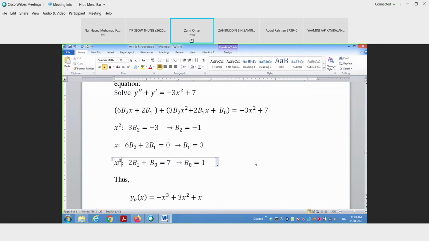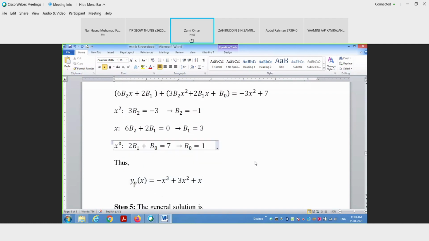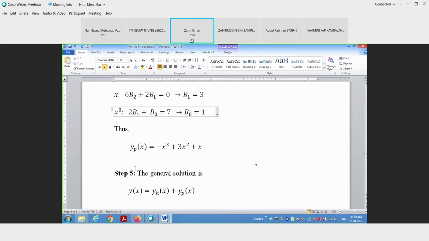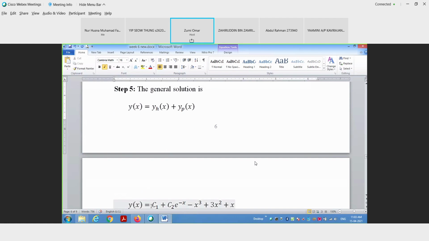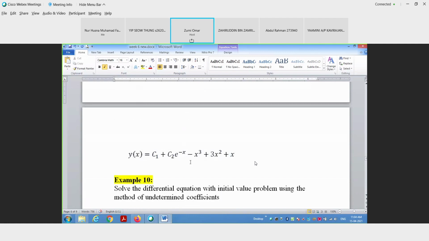X0 is a constant. You compare, and this is our yp. yp is equal to minus x cubed plus 3x squared plus x. So y will be, now x will be what? Yh plus yp. So yh is equal to c1 plus c2 e power of minus x, and yp is equal to minus x cubed plus 3x squared plus x. So this is your general solution to the given second order linear equation with constant coefficients.